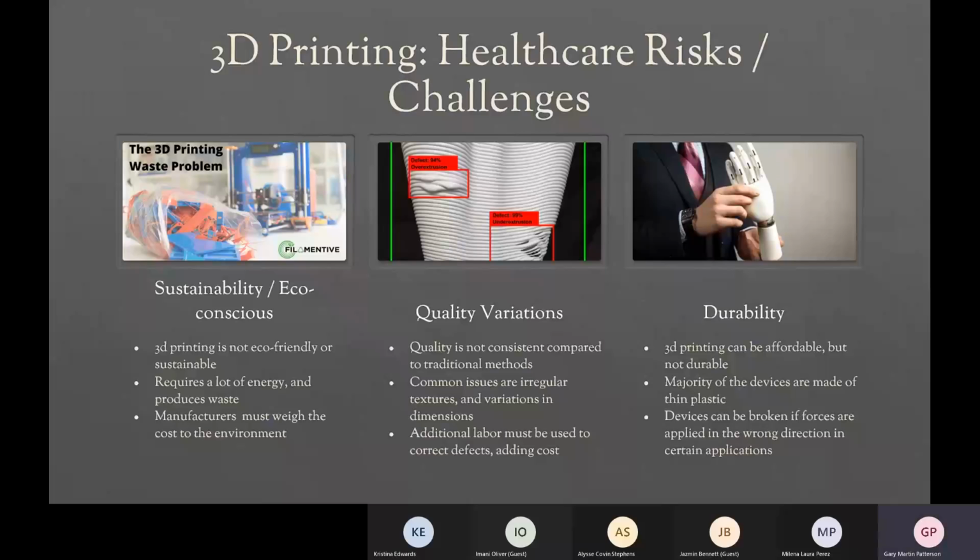Although 3D printed prosthetics or devices can be affordable, they are not durable. The majority are made of thin plastic, which can break easily if pulled on or pressure is applied from the wrong direction. These are a few of the challenges or cons associated with 3D printing in healthcare. As more research and methods are completed, the manufacturing and durability will improve.